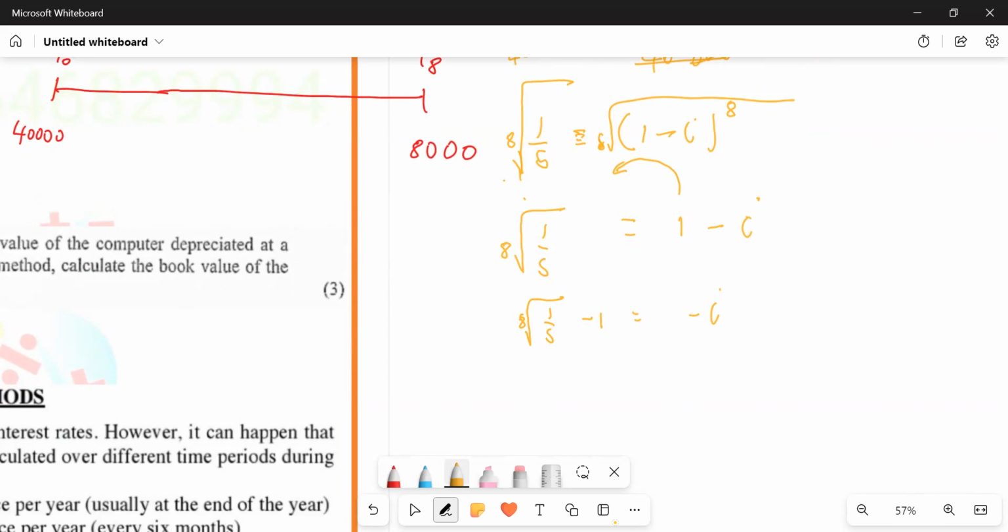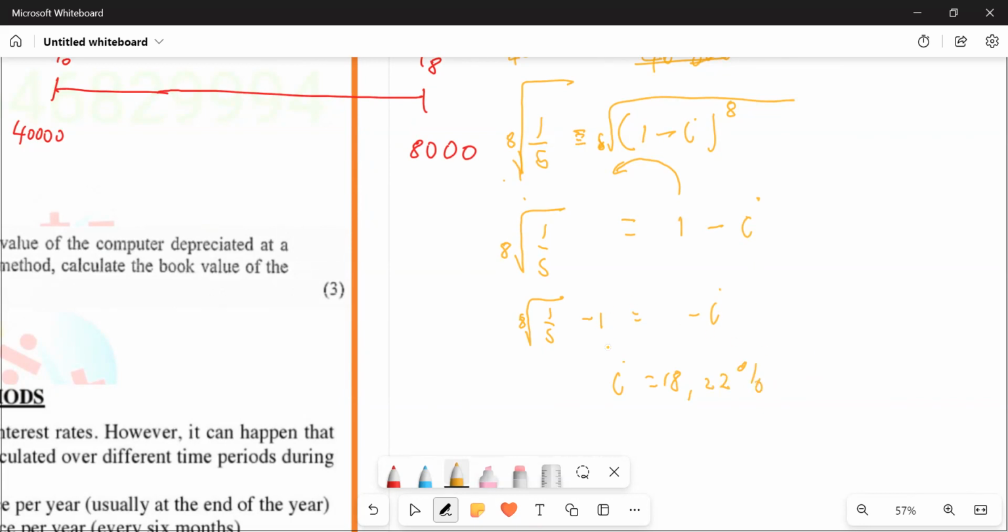So I'm going to say shift again, and instead of 3 here, you put 8. And then inside you put 1 all over 5, minus 1. And then we get minus 0.18. And then we divide both sides by negative 1. Give us 0.18. Multiplied by 100, it's 18.22. So i is going to be equal to 18.22%.